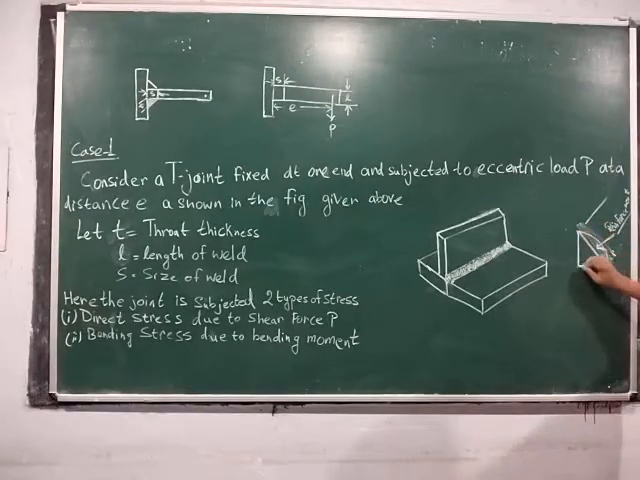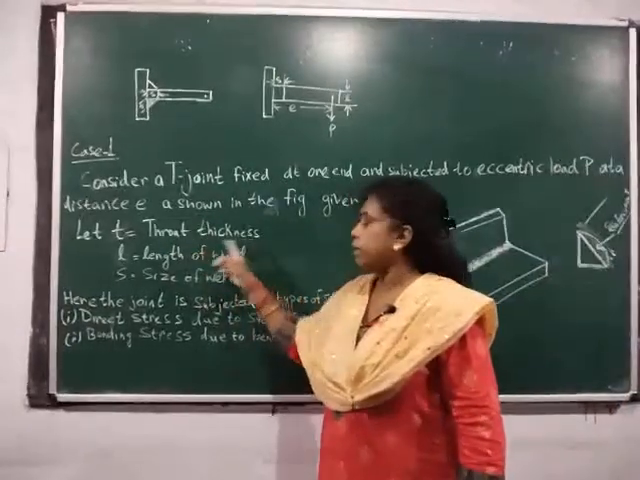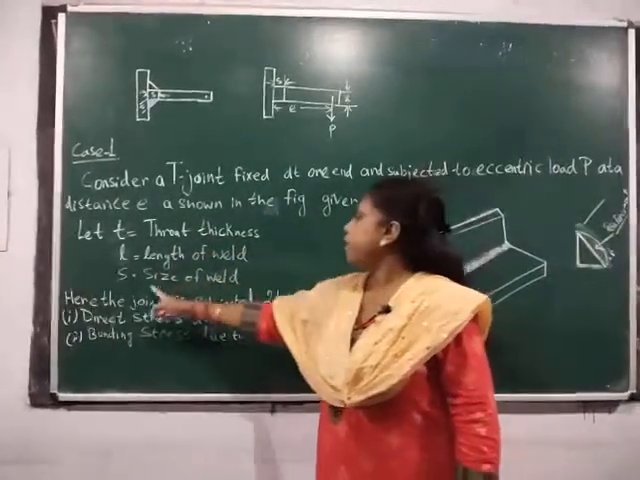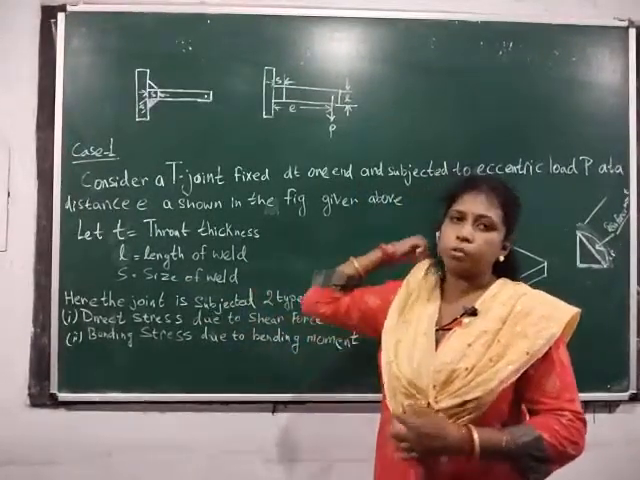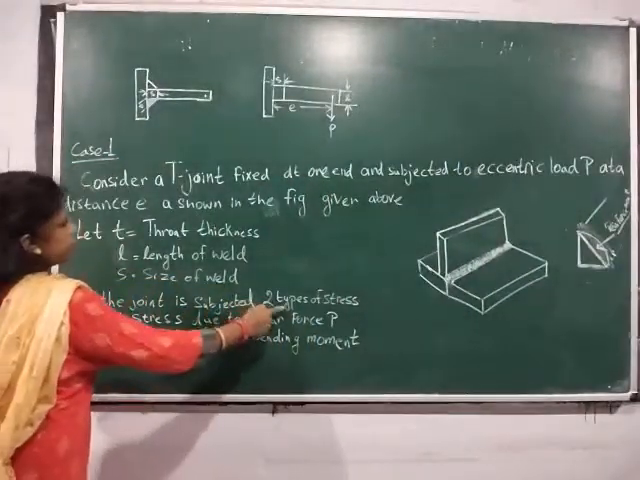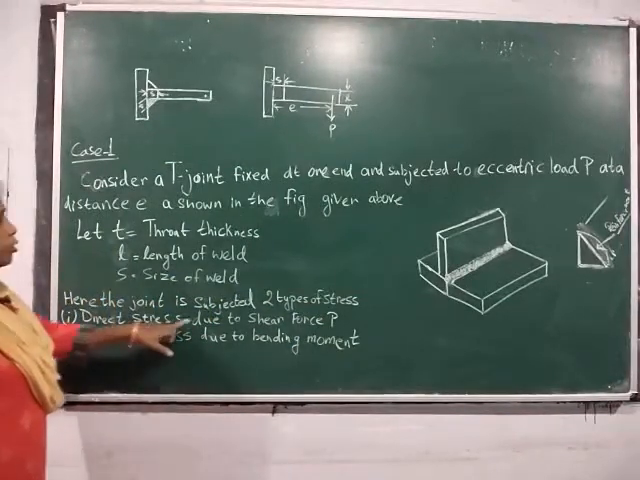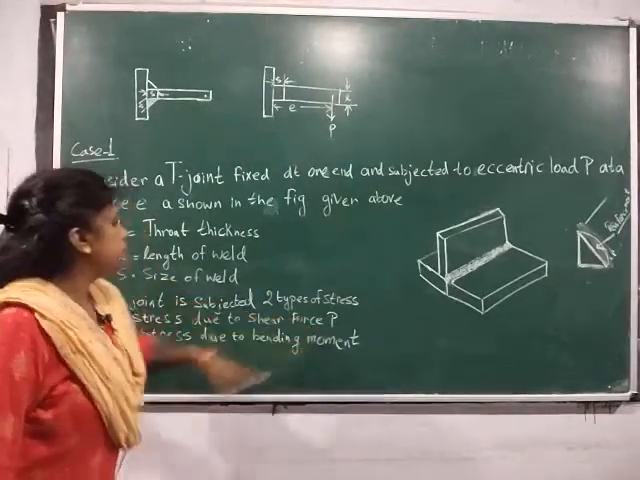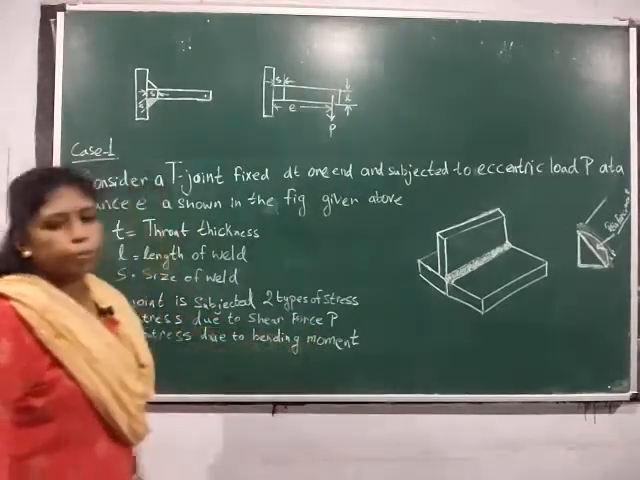So when we are designing, we take this as a triangle, a right angle triangle section. Here T is the throat thickness, L is the length of weld, S is the size of weld. Here the joint is subjected to two types of stresses. One is the direct stress due to shear force P, and the other is bending stress due to bending moment.